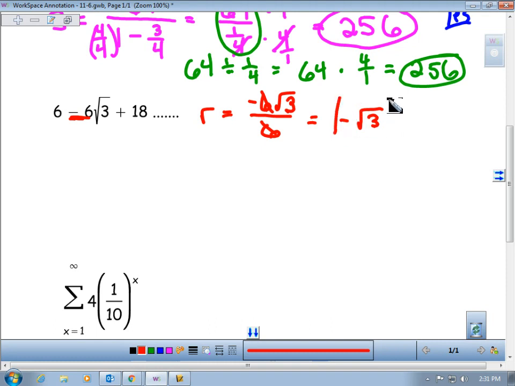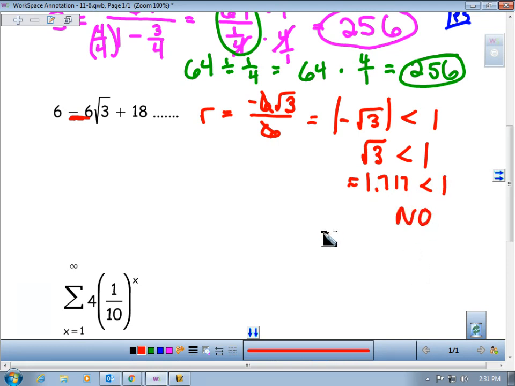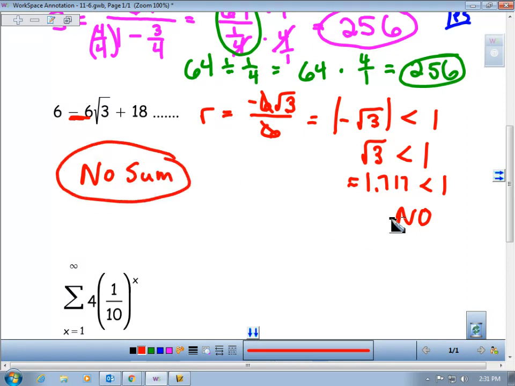Now, if I take the absolute value of that, is that less than 1? This would be the absolute value of the square root of 3, less than 1. What is the absolute value of the square root of 3? That's like 1.717. Is that less than 1? No. So guys, this one has no sum. It's a lot easier. Anytime you get an R that's not less than 1 in absolute value, you're going to have no sum, and you're definitely going to run into that on today's lesson.